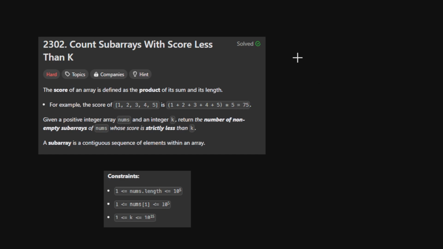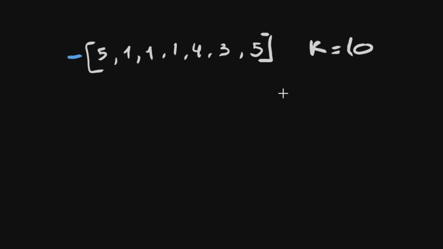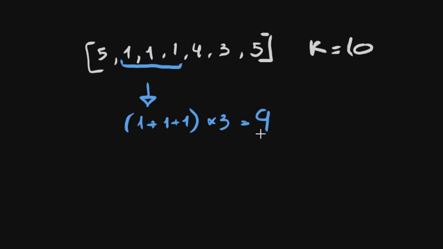Now let's go with an example. Let's say we have this array and k equals 10. And let's say, for example, we are trying to get the score of this part. So the score would be 1 plus 1 plus 1 times 3. And this is 9, meaning this array is valid.